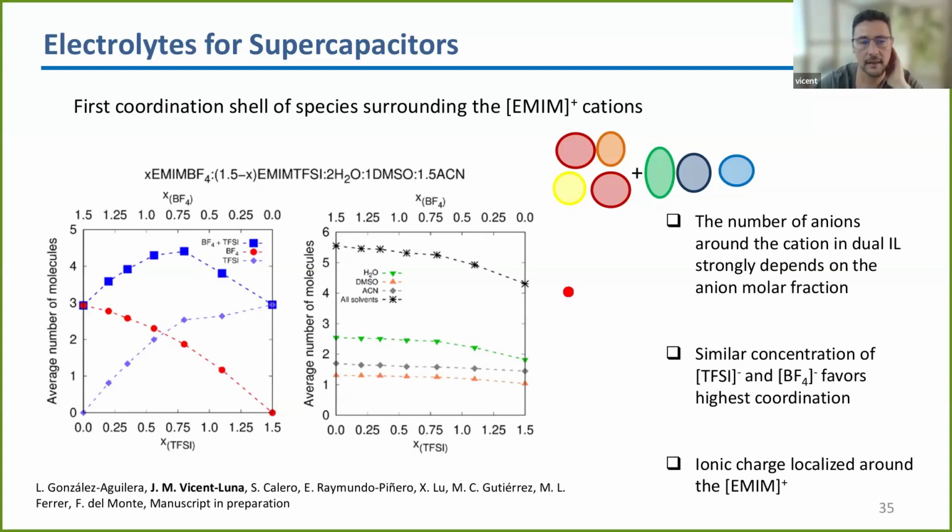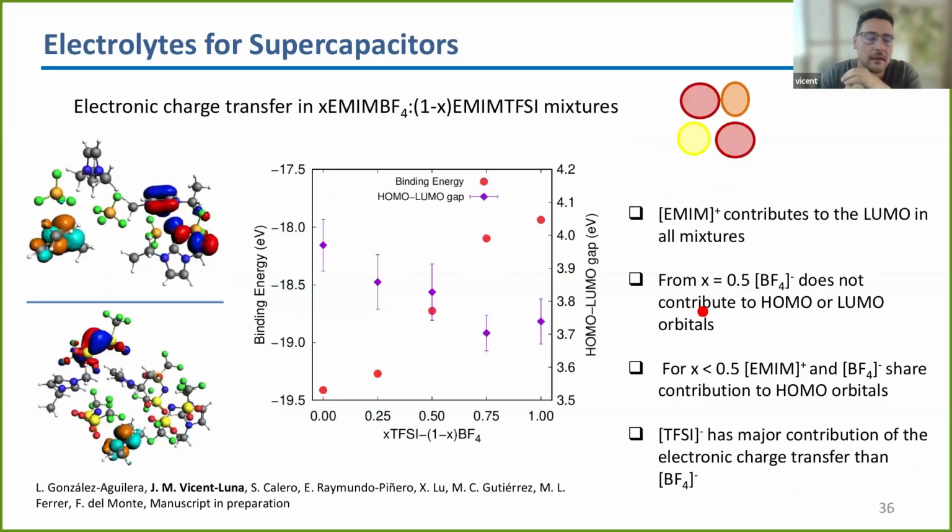You need to cover a wide range of compositions to be able to find which is the best performing electrolyte. So similar concentrations of TFSI and BF4 favor the highest coordination. So again, the same conclusion. The ionic charge localized around the cations improves the electrochemical efficiency of this electrolyte. So there has to be somehow some electronic properties that are affecting this type of behavior.